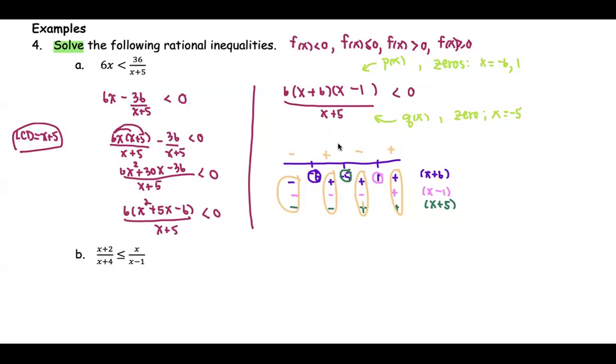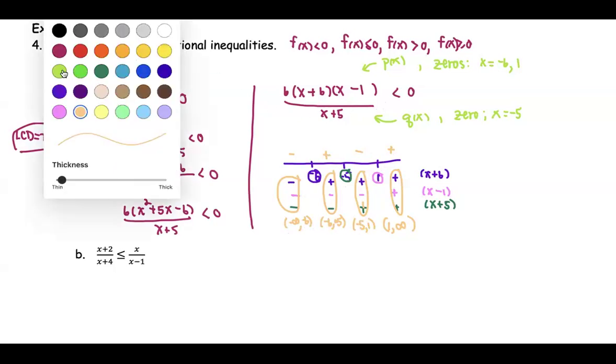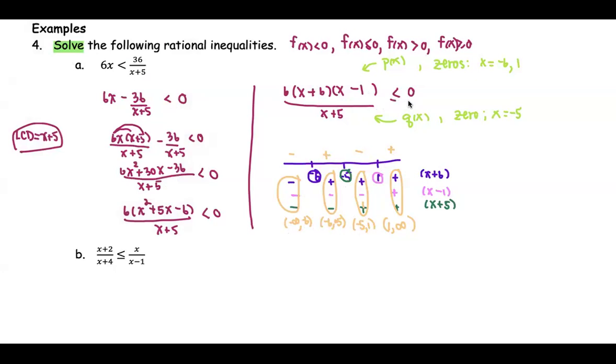So that means for any number we plug in between 1 and infinity, the function is going to be positive. The next one, between -5 and 1, the function value will be negative. Any number between -6 and -5, the function value will be positive. And negative infinity to -6, the function value will be negative. So which one are we going to use as the answer? We are looking for the function value that is less than 0. So we're going to look at this one and this one, which are negative.